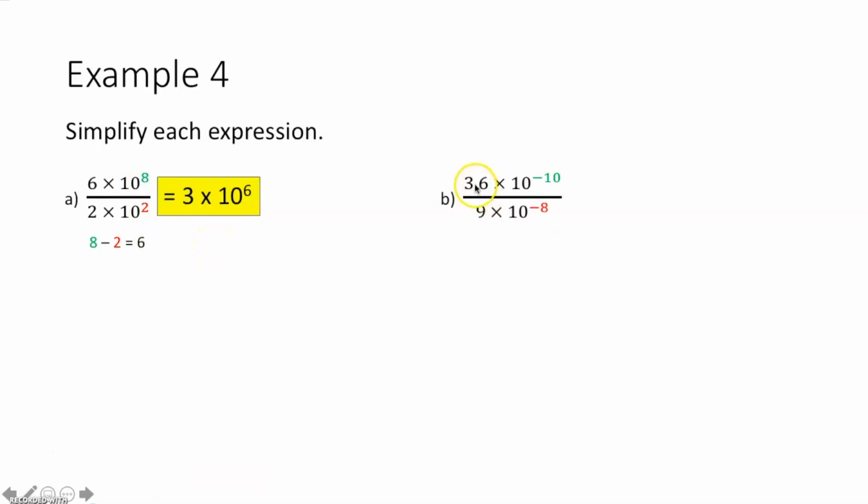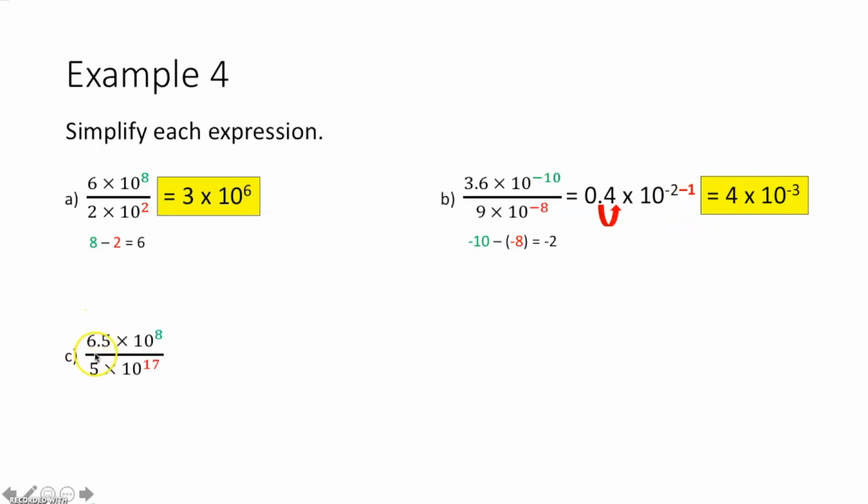Part B, again, divide the two numbers in front, subtract the exponents of the 10. So we're going to divide these two numbers, 3.6 and 9. You end up getting 0.4. And then -10 minus -8 is the same thing as -10 plus +8, so that's -2. Now to simplify this, right, we need to make sure that it's in scientific notation. So this 0.4 is not between 1 and 10. We have to make it between 1 and 10. So we move our decimal point one place to the right, which means we have to subtract 1 from our exponent here, and we end up getting 4 times 10 to the -3rd power.